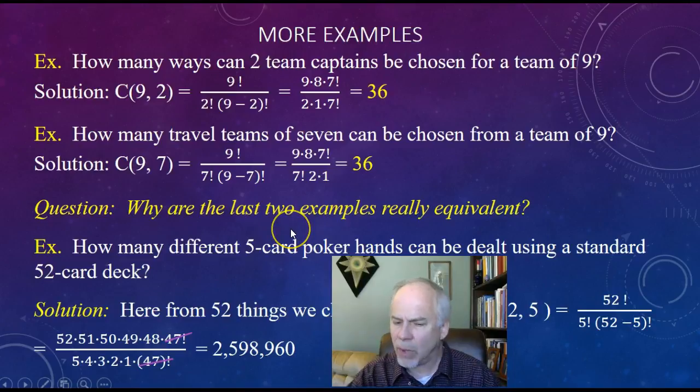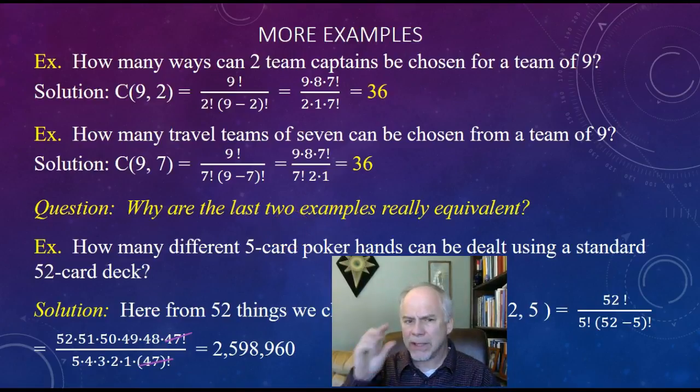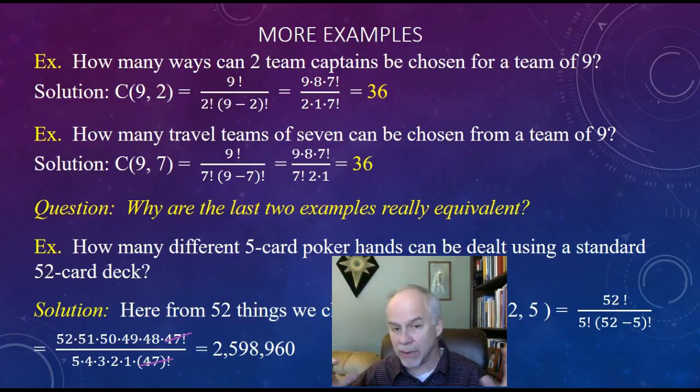So why is it that there are the same number of ways of choosing 2 team captains as there are of choosing travel teams of 7 players? Well, think about it. Choosing 2 captains is just choosing 2 out of the 9. And when you choose 7 out of the 9, you're always leaving 2 extras that will stay home and not travel.